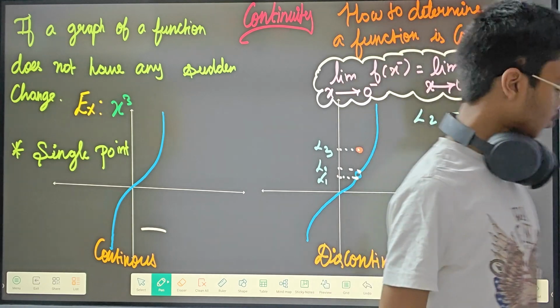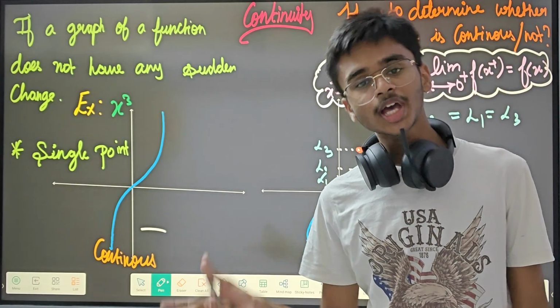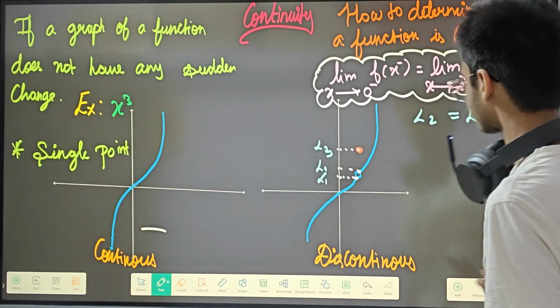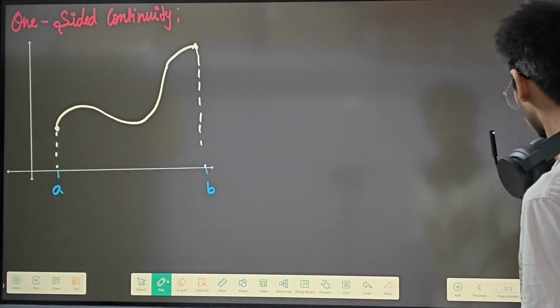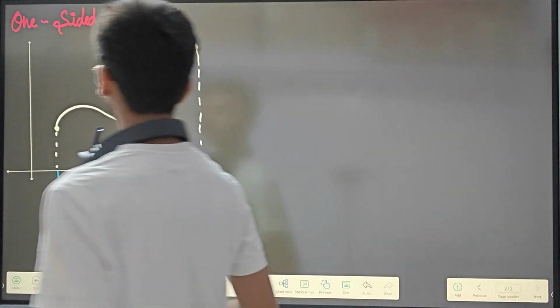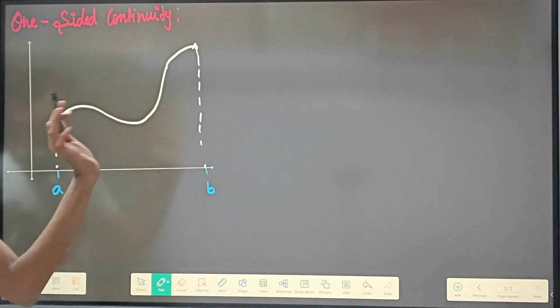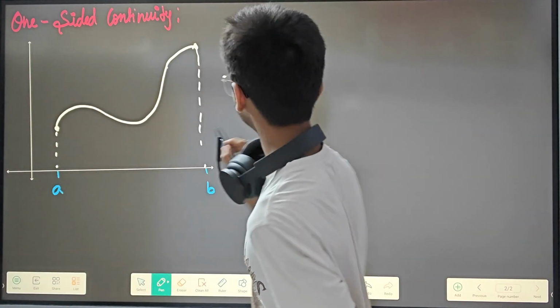It can be checked only for a single point, but we also have an interval. Okay, that also we will be saying. So come here now for an example. For instance, there is a graph. Okay, there is a graph that exists like this.